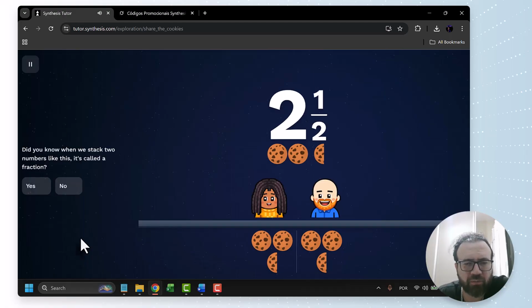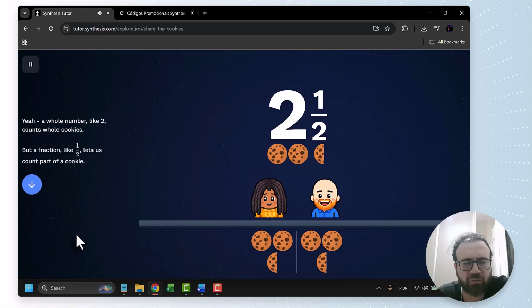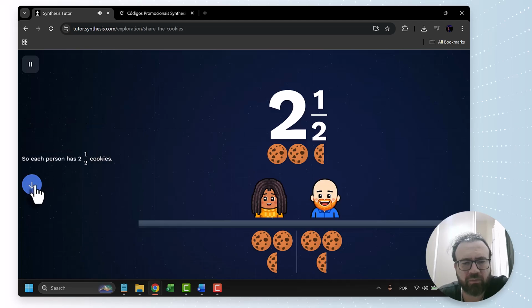Did you know when we stack 2 numbers like this, it's called a fraction? A whole number like 2 counts whole cookies, but a fraction like 1/2 lets us count part of a cookie. So each person has 2.5 cookies.